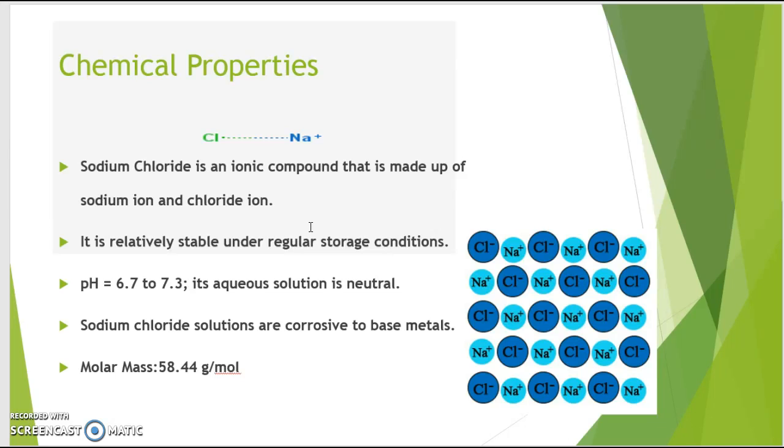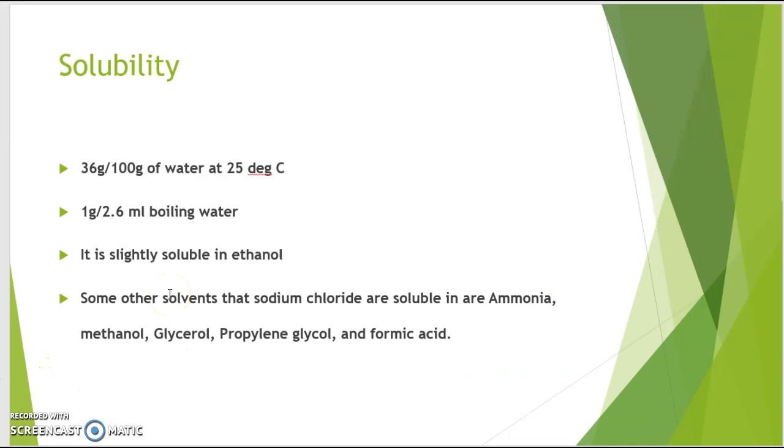The molar mass of sodium chloride is 58.44 grams per mole. As for its solubility, 36 grams of sodium chloride can dissolve in 100 grams of water at 25 degrees Celsius. As for boiling water, a gram of sodium chloride dissolves in 2.6 milliliters of boiling water. Also, it is slightly soluble in ethanol.